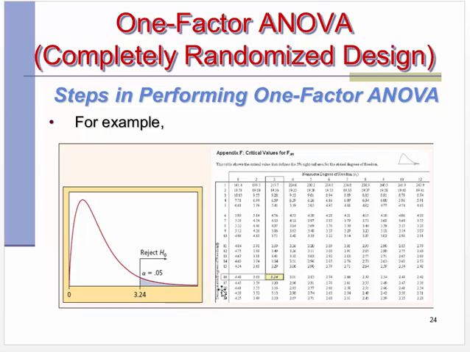This is the denominator degree of freedom. This is the numerator degree of freedom from 1 through 12. This is the denominator degree of freedom from 1 to 20 here. Okay, and if your F test statistic falls in this region, if it's larger than 3.24, you reject null. If it's less than 3.24, you fail to reject null.